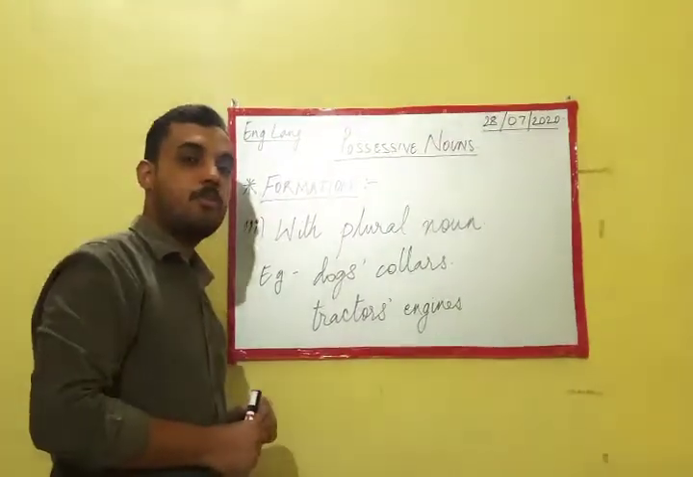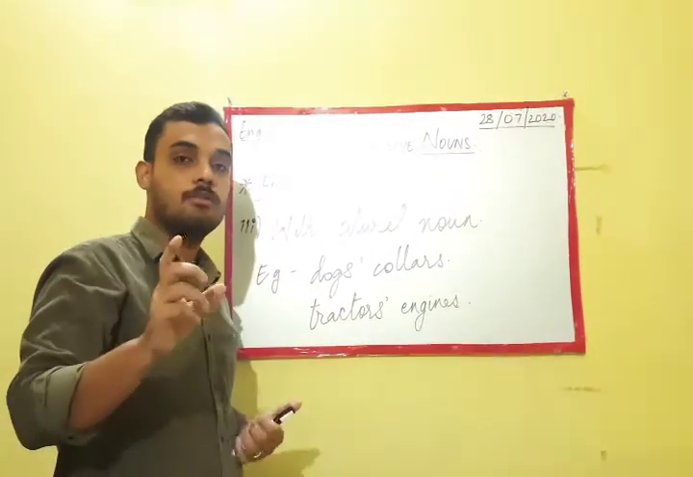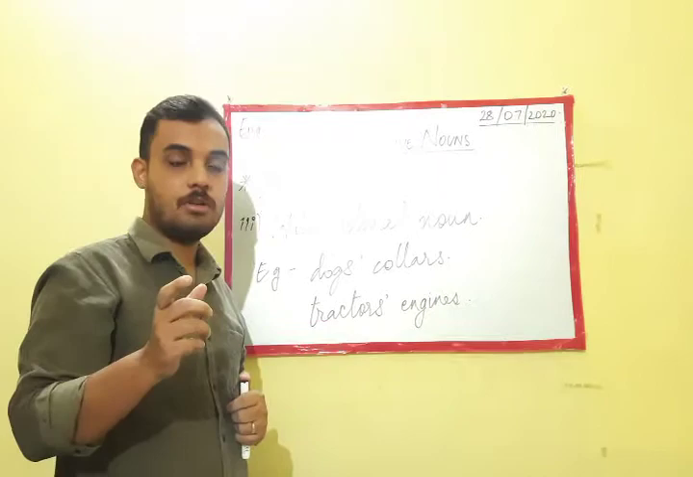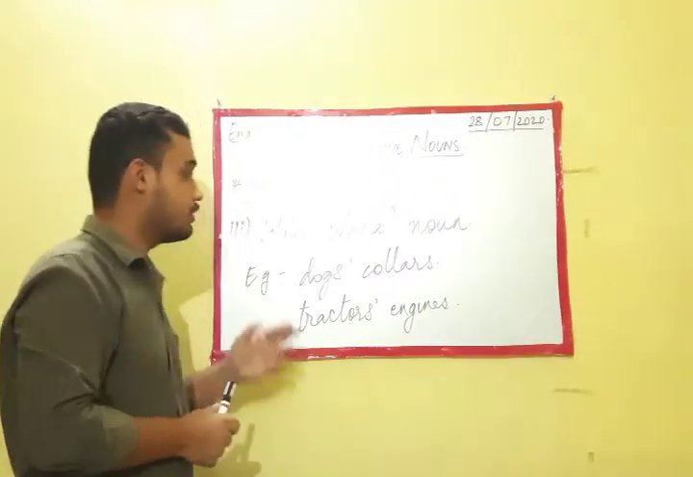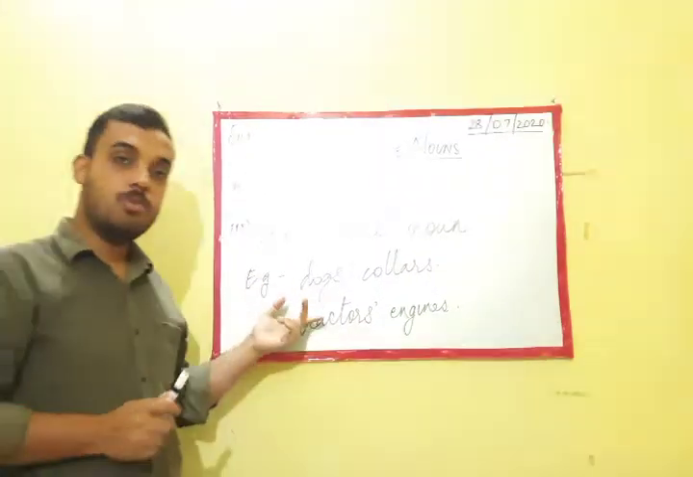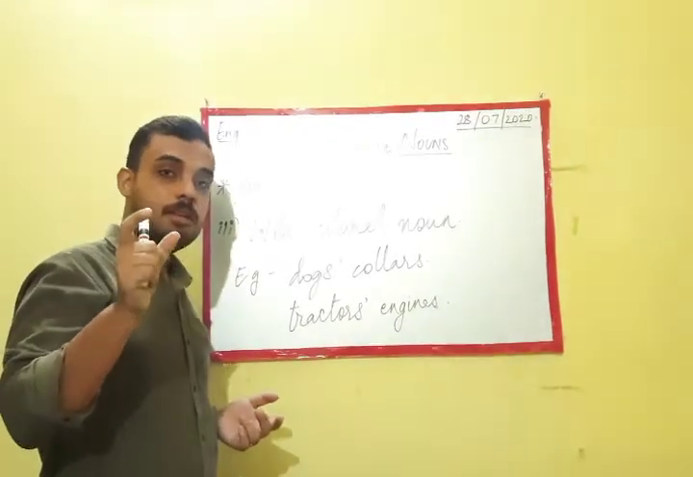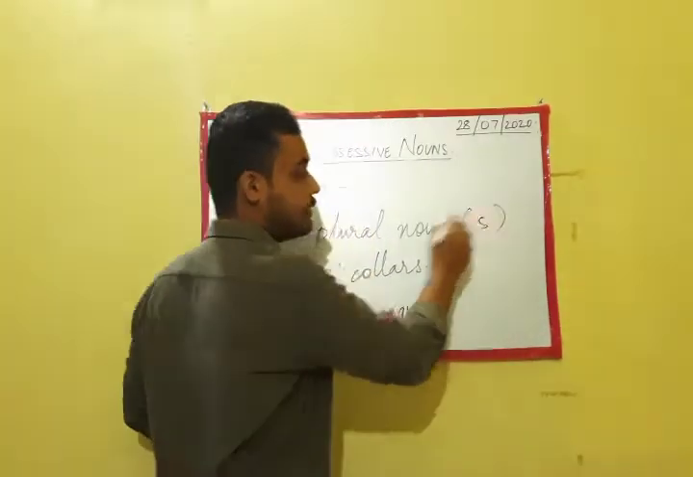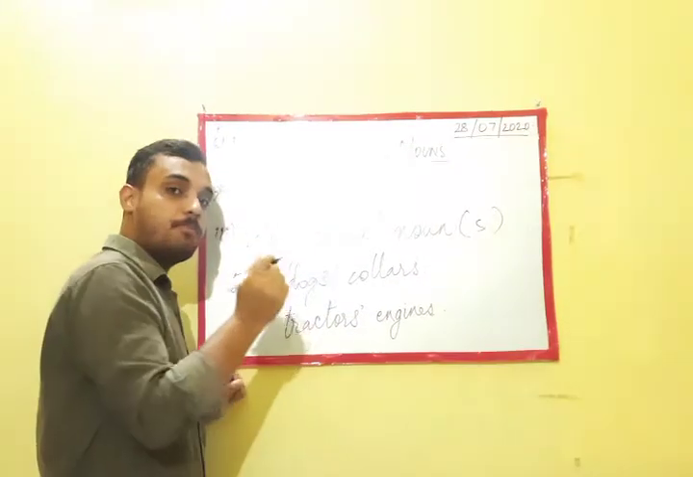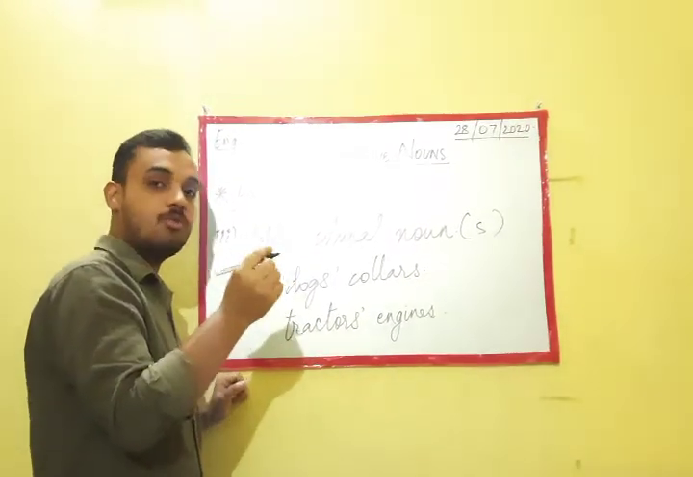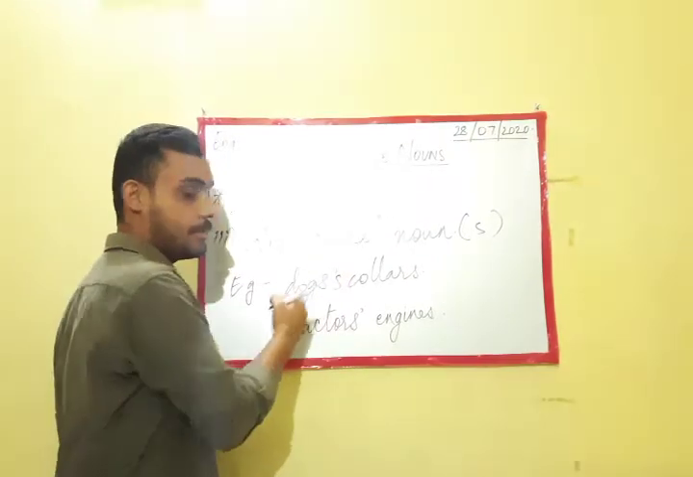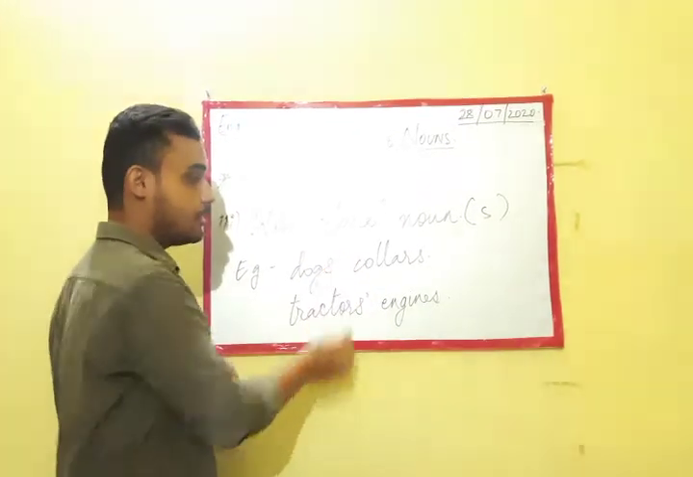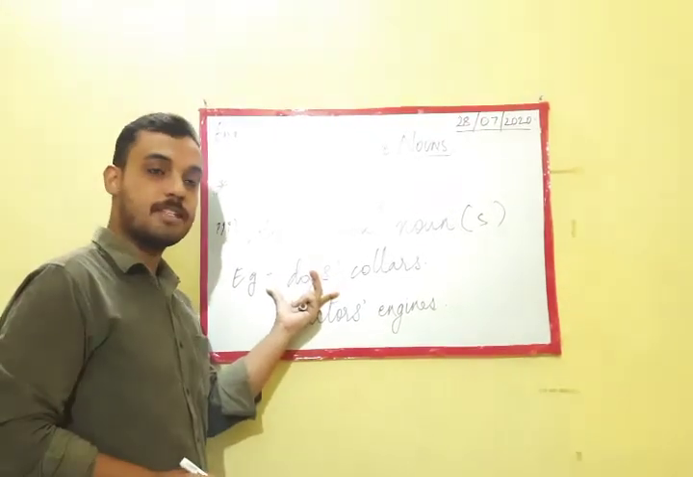Okay? This point is about plural nouns. Where to use the apostrophe in plural nouns? With plural nouns that end with the letter S, we simply put an apostrophe. There is no need to write apostrophe S. That becomes wrong. We simply put an apostrophe to make it a possessive noun.